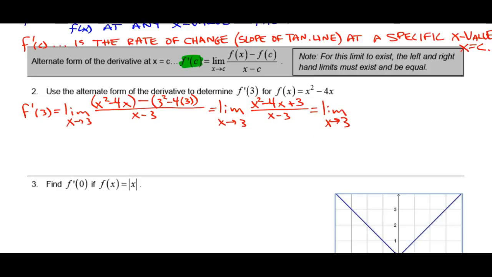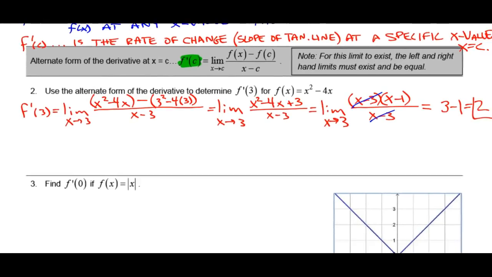So this becomes the limit as x goes to 3 of, hey, quadratic. Pretty easy to factor when the leading coefficient is 1. So that's going to be x minus 3 times quantity x minus 1 all over x minus 3. And that's where the magic happens because we get to cancel a pair of factors. So now we try direct substitution. We plug in x equals 3. We have 3 minus 1. So that tells us that f prime of 3 is actually equal to 2.